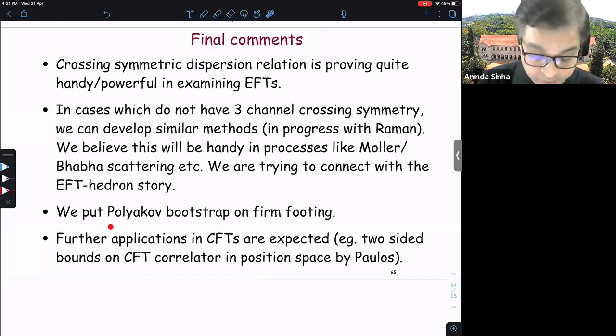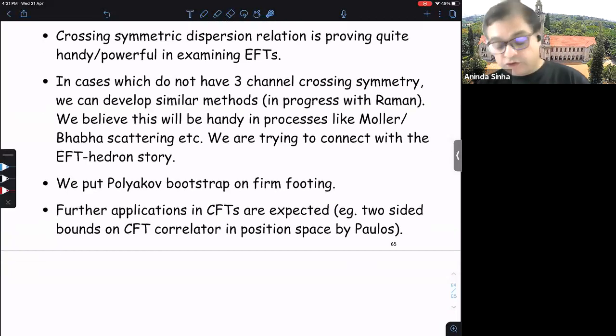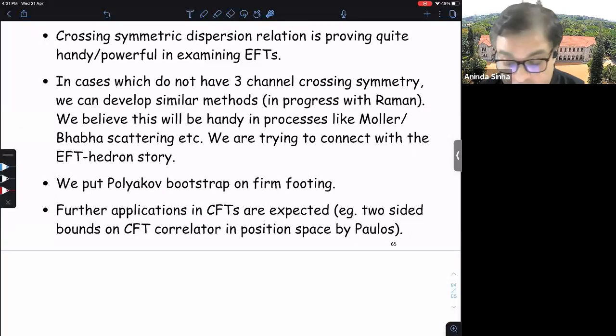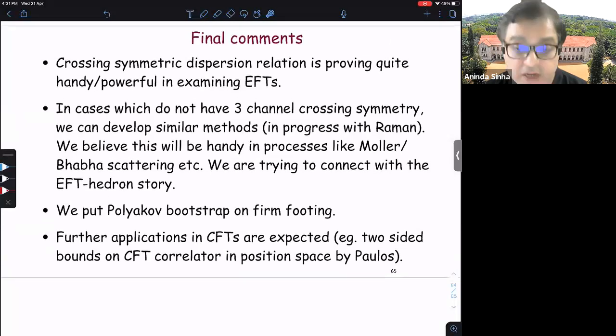And we have been able to, using this approach, place the Polyakov bootstrap on firmer footing. I think there is a lot to do, and in fact, I think we have just barely scratched the surface. There are a lot of creative things that are left to be done. So let me stop there and open the floor for more questions.